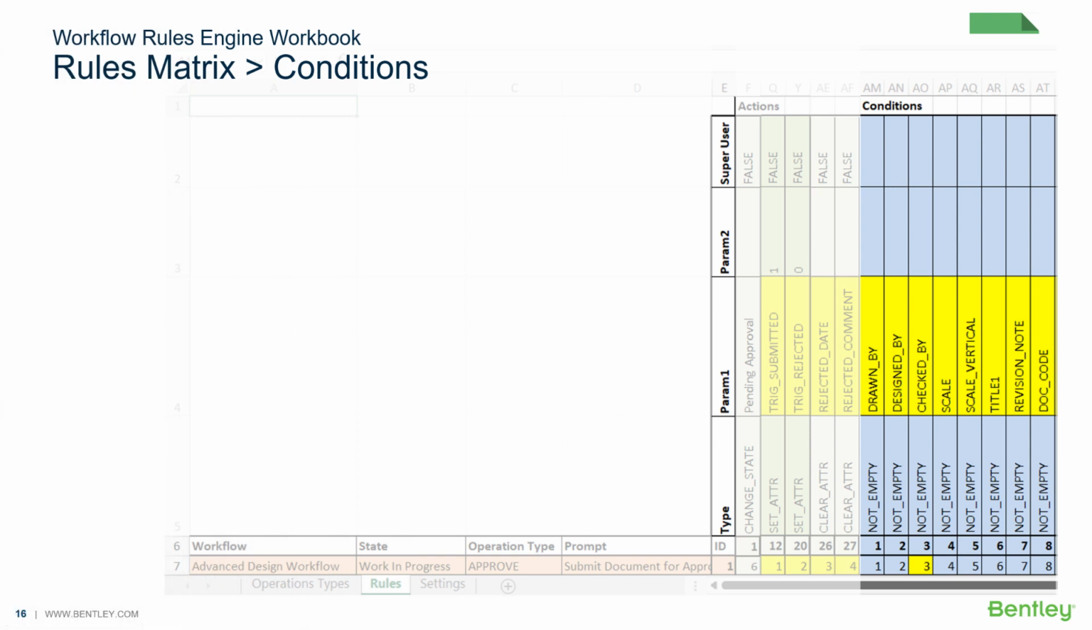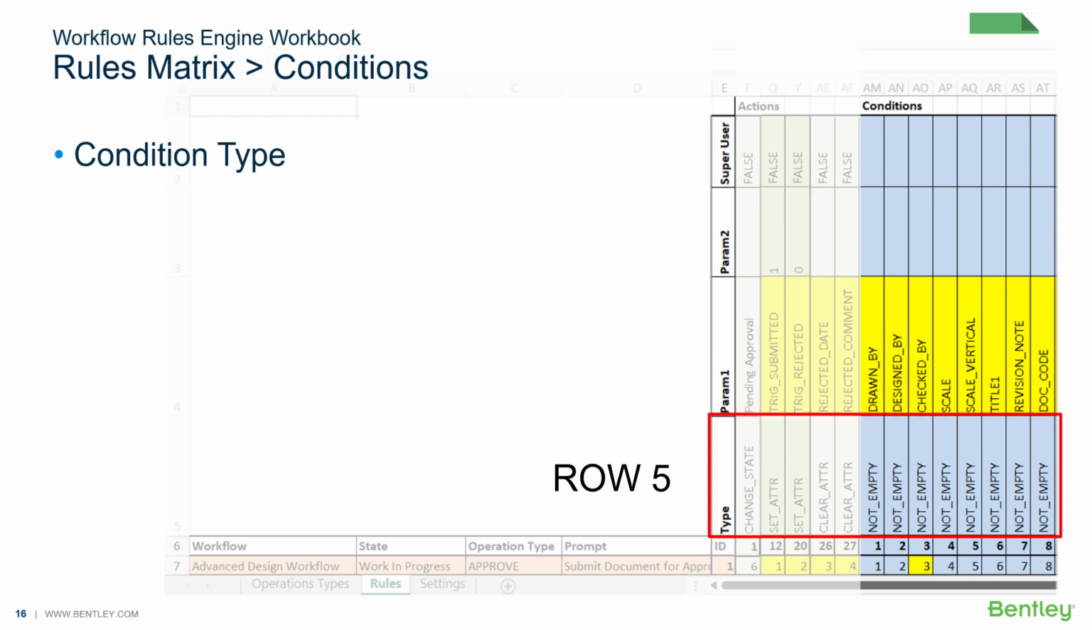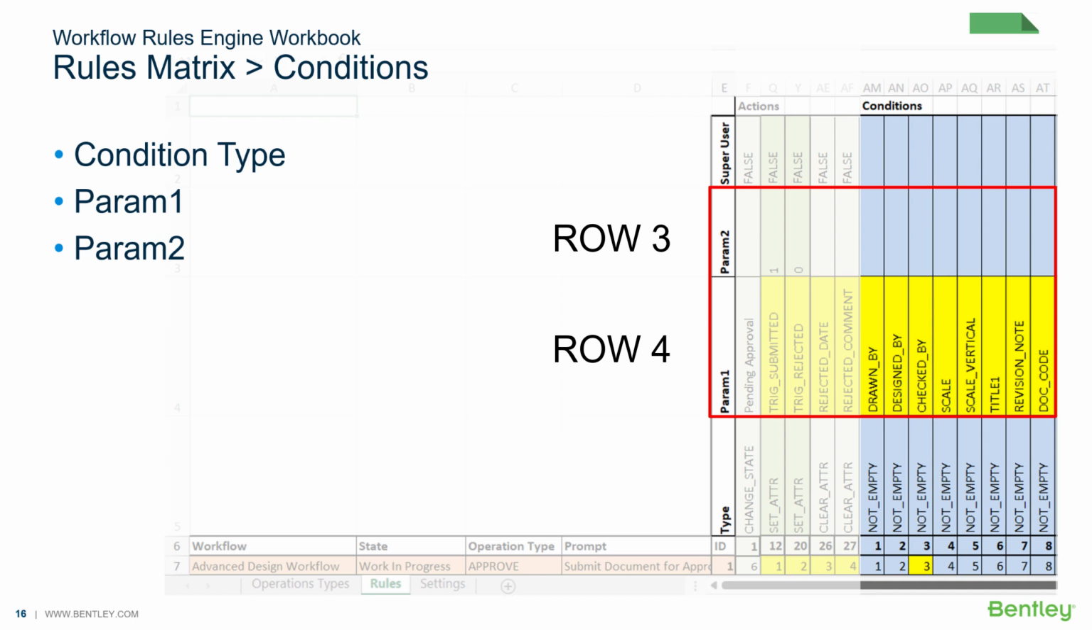The Conditions section of the matrix defines which optional conditions are included in the rule and the order in which these condition checks are run. Just like actions, a number is placed under each condition according to the order in the sequence that the condition check is to be run. Like actions, each condition is configured in the rules matrix using rows in the worksheet. The criteria type is specified in row 5. Param 1 and param 2 are configured in rows 4 and 3 respectively, if required by the condition type. Note, conditions do not use the superuser row.